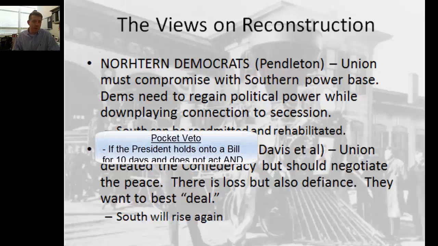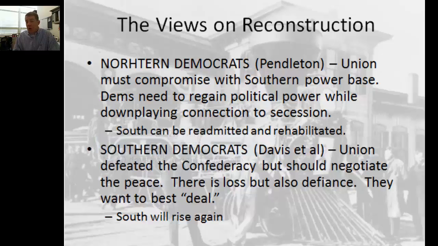The Southern Democrats, people like Jefferson Davis, all Southern whites essentially, understand that the Union defeated the Confederacy, but they also think that the Union should negotiate the peace. There is a loss. They understand that they lost, but there's also still defiance, and they want the best deal that they can get. They believe that there's a deal to be had, and in that it might be controlling the process. I think most Southerners at this point have accepted the fact that slavery is probably off the table, but maybe they can control some of the things moving forward. And in their minds, the South will rise again.